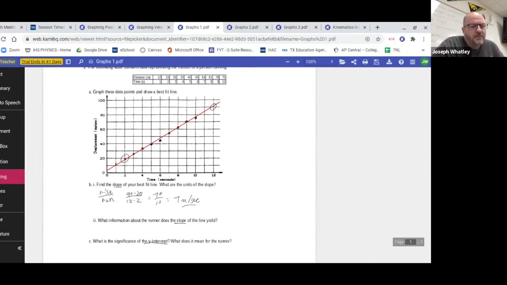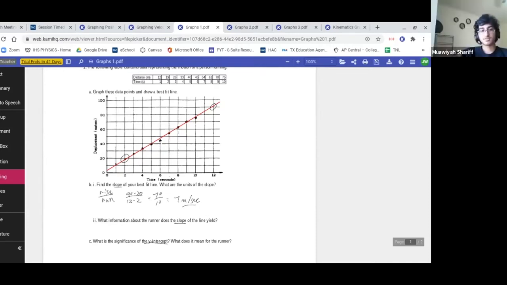So you're okay. What information about the runner does the slope of the line yield? What does the slope tell us about the runner here? You can run 8 meters every second. His velocity. Right, it's velocity. The information that the slope tells us is the velocity. In this case, other than being 7 meters per second, what can we say about it? Constant. Constant, what else? One other word. Positive? Yes, those are the two I'm looking for. It's positive and it's constant. That's what we want to know. What is the significance of the y-intercept?